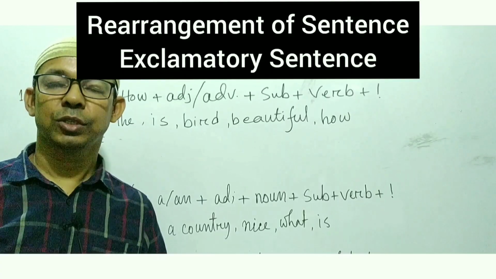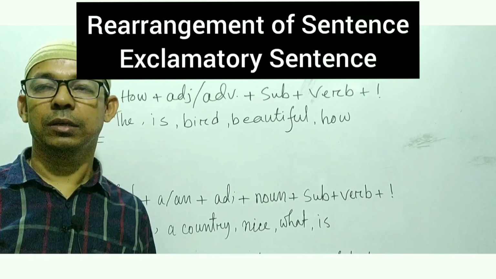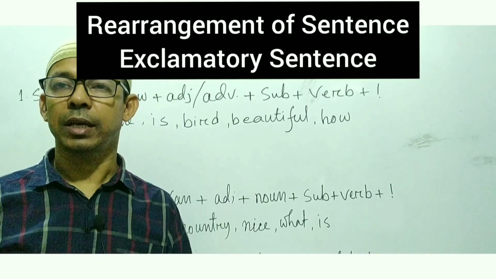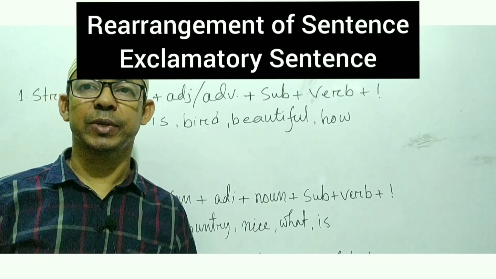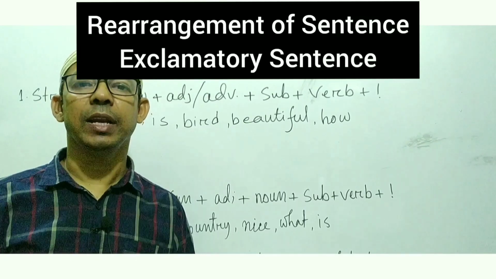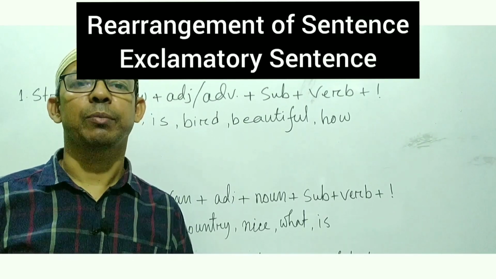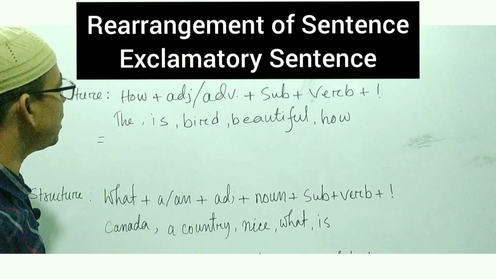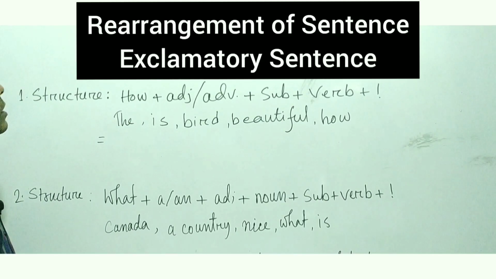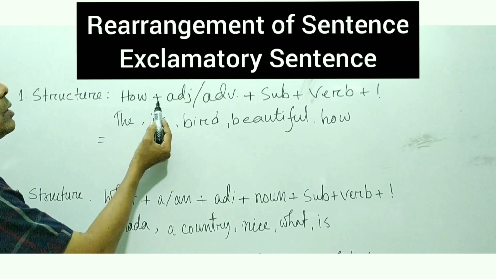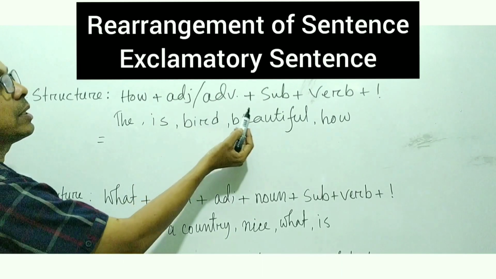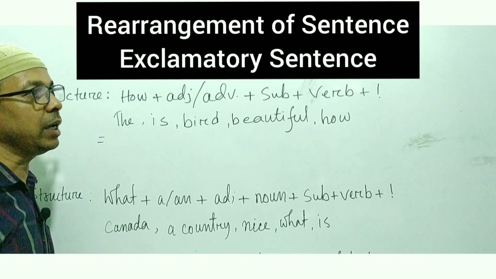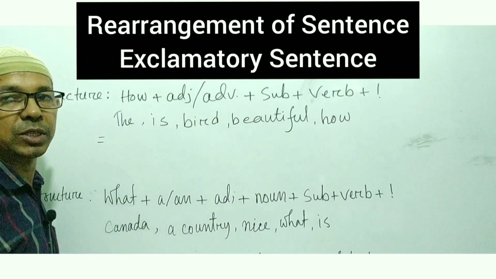Okay, my dear student, now we'll learn the exclamatory sentence. My dear student, an exclamatory sentence is a sentence which expresses the speaker's sudden feelings, emotion, surprise, pleasure, delight, sorrow or pain, and the structures are here. You can see, first one: how plus adjective or adverb, then subject plus verb, then an exclamation mark should be given. Okay, this is called an exclamation mark.